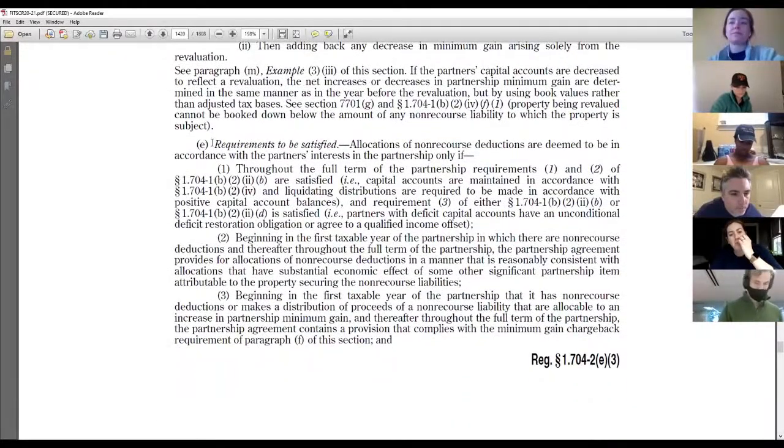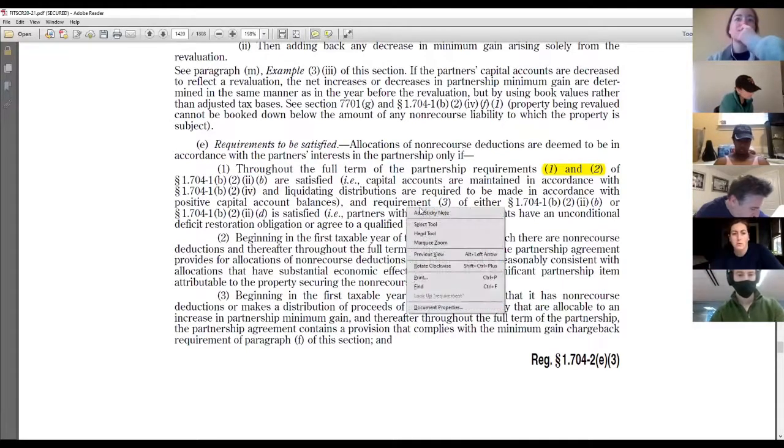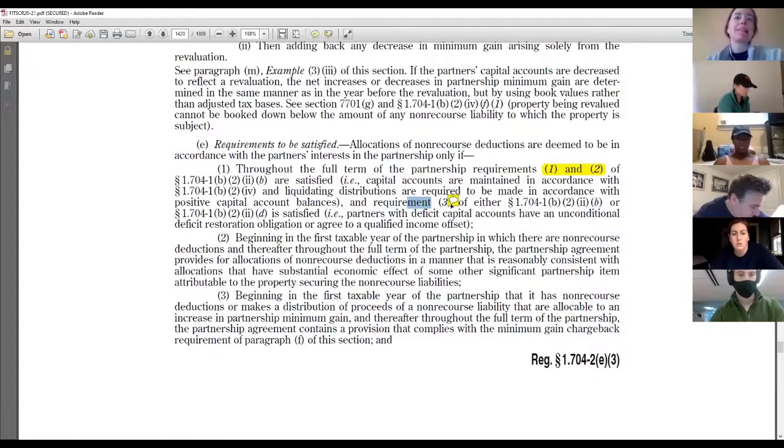So here are the 4 conditions for E. You have to be teed up for economic effect on the general test. So either all 3 of the big 3 are satisfied, or you have to have a qualified income offset. So you're teed up for general test or economic or alternate test, we have that.